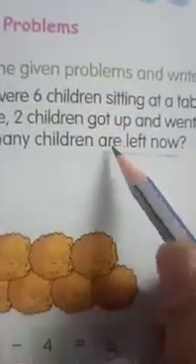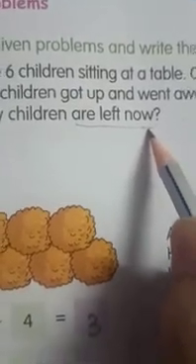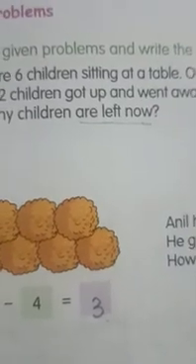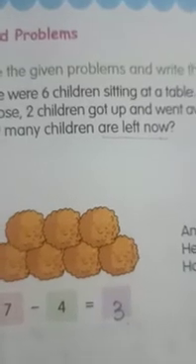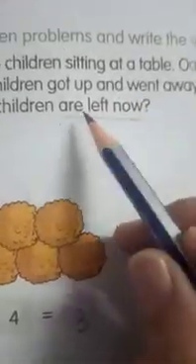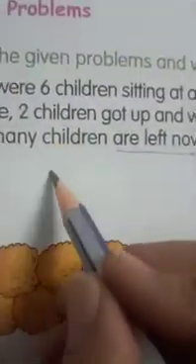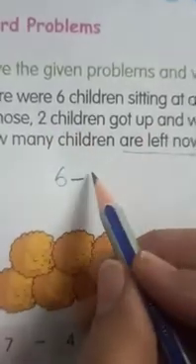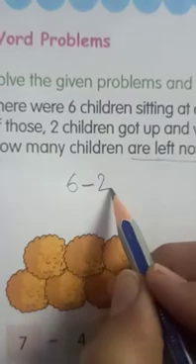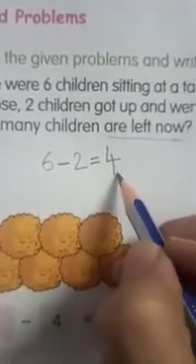Children, one more thing. If the question has given how many are left, that means you have to do the subtraction. If the question is how many are there in all, so you have to add them. And if the question is asked like how many are left, so you have to do the subtraction. So 6 children were sitting, minus 2 children got up and went away. So subtract 2 from 6. So there are 4 children sitting at the table.